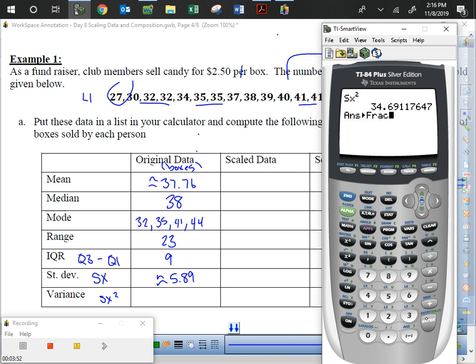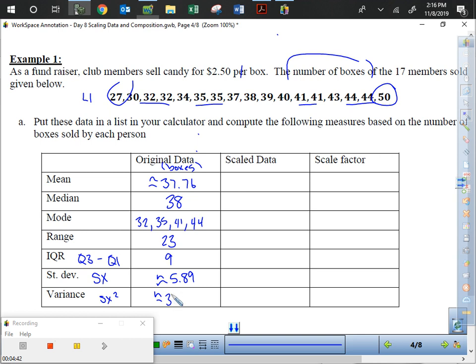If we do math enter, it can write it as a fraction. Again, I'm okay with rounding because we're just trying to see the pattern here to see what's happening from the original to the scaled data. So I'm just going to round this one as well, 34.69. But what's different about this one is we're saying boxes times boxes, so this one we have to say boxes squared. Doesn't match our other label.